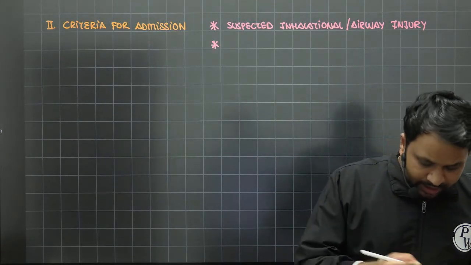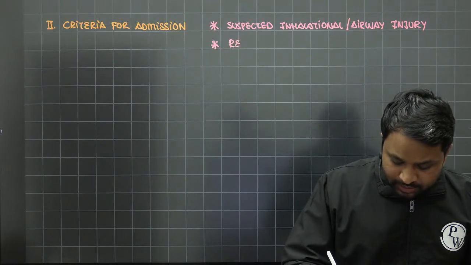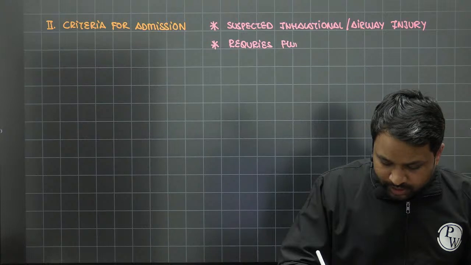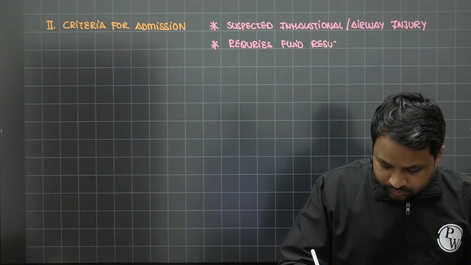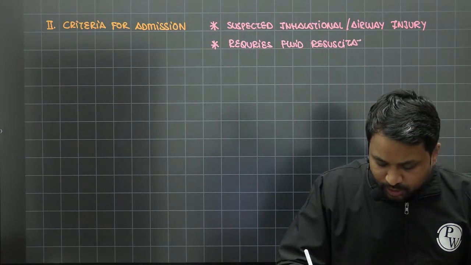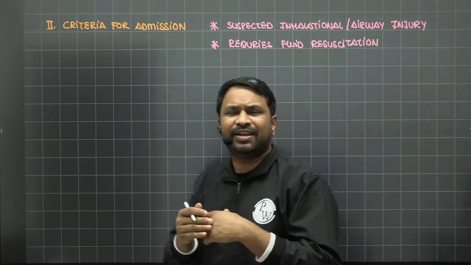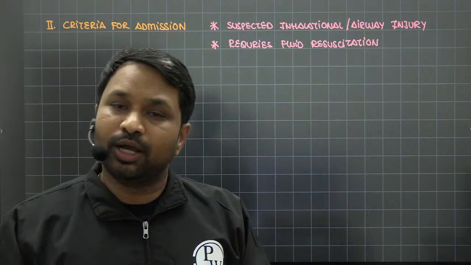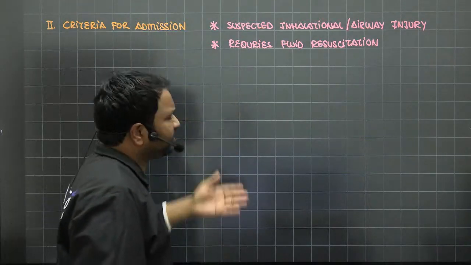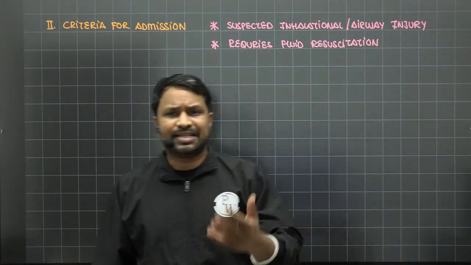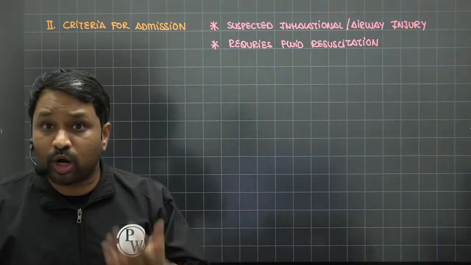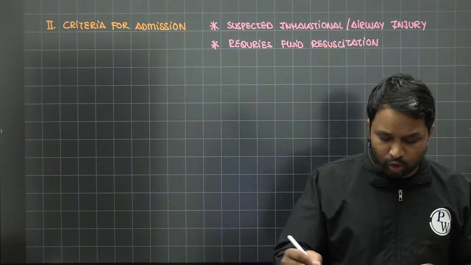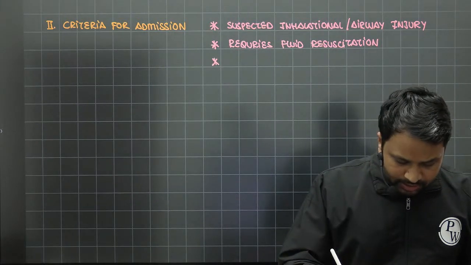The second one, if the patient requires fluid resuscitation. If a patient requires fluid resuscitation, that means the IV cannula is put and you're running the fluid. Now the patient will not go home carrying the bottle, right? It doesn't look good holding it like that. So when do you say it is required? The patient is hemodynamically unstable, there's hypovolemic shock, you want the patient to be resuscitated. In those scenarios, I would not like to send the patient home. I would keep the patient in the hospital.